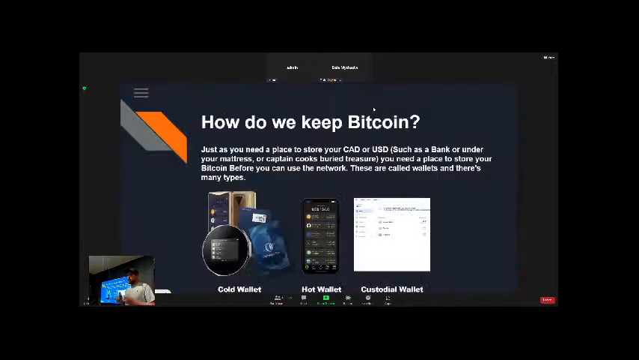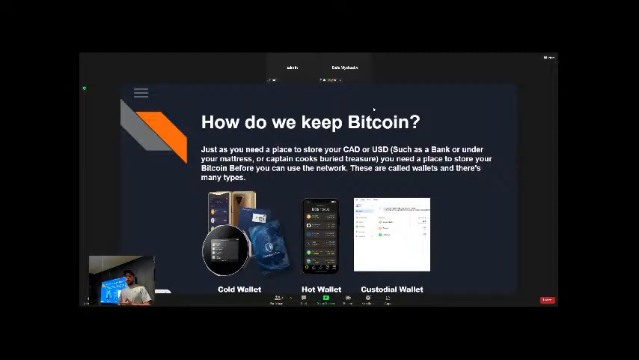So there's a couple different types of wallets, and just as you need a place to store your money, whether it's in your bank account or some people store cash under their pillow, Captain Cook buried it somewhere out in God knows where, you need a place to store your Bitcoin, right? And so that's what we call our wallet. Your wallet is a way that you can interact with the network, and we have several different types of wallets. Generally, I categorize the wallets in 3 different types: cold storage, hot wallet, and a custodial wallet.